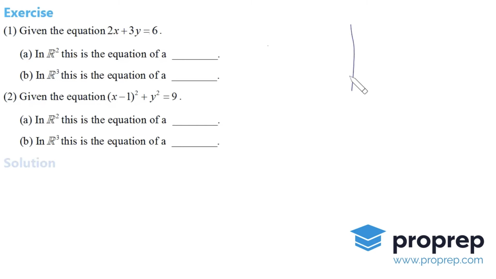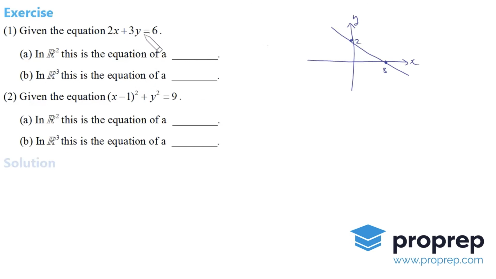So if I just do something rough like this, we said that when x was 0, then y was 2, and when y was 0, x was 3. So we get some kind of straight line here. This is y, this is x, and that's our line. Here's 2, here's 3.